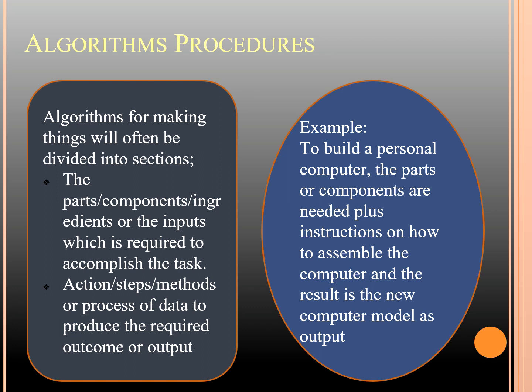Algorithm procedure. An algorithm for making things will often be divided into sections. So the parts, components, ingredients, or the inputs which are required to accomplish the task, while the action, steps, method, or process of data is used to produce the required outcome or output.